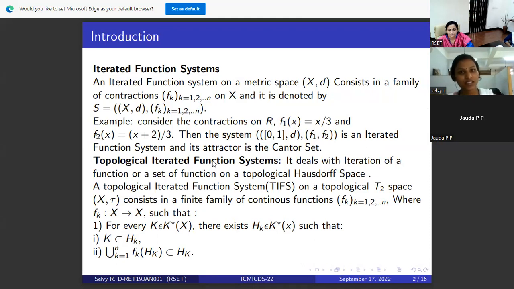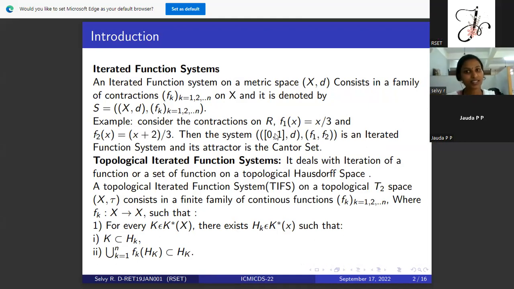An iterated function system on a metric space (X, d) consists of a family of contractions f_k, k equal to 1 to n, on capital X, and it is denoted by capital S equal to the ordered pair (X, d, f_k, k equal to 1 to n). For example, consider the contractions on R defined by f1 of x equal to x by 3 and f2 of x equal to (x plus 2) by 3. Then the system closed interval [0, 1], d with these functions f1, f2 is an iterated function system and its attractor is a Cantor set.